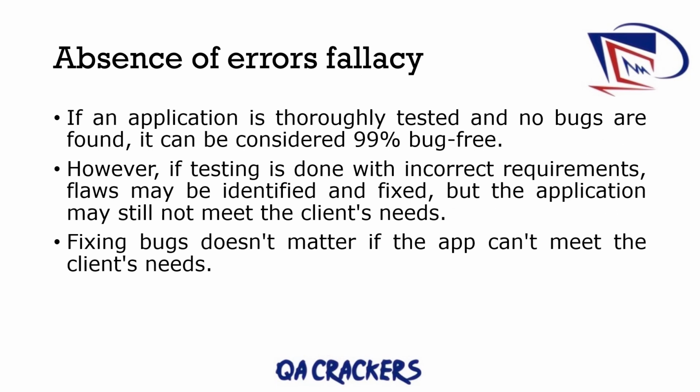Absence of error fallacy. Once the application is completely tested and no bug is identified before release, we can say that the application is 99% bug free. But if the application is tested against incorrect requirements, even if the flaws are identified and closed within the specified time, it does not hold, as testing was completed on the wrong specification, which does not apply to the client's requirement. The absence of error fallacy means identifying and fixing bugs would not help if the application is impractical and not able to accomplish the client's requirements and needs.